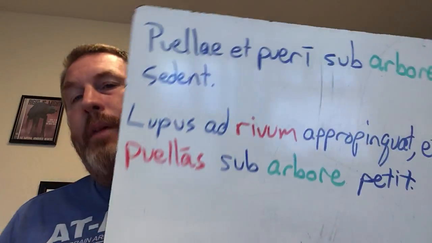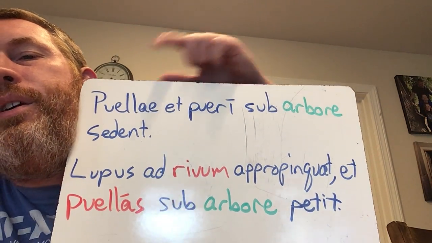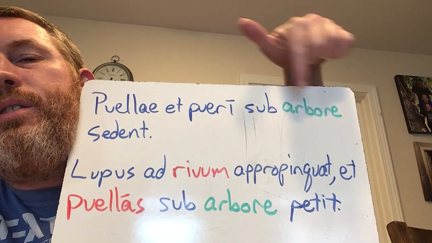Now, I'm going to show you just how they're used in a sentence, and then in the next video, I'll really drill in deep about the accusative and the ablative. Now, having said that, subjects are pretty easy to understand, so I kept them in blue. Okay? So, puellae et pueri sub arbore sedent. The girls and the boys sit under the tree.